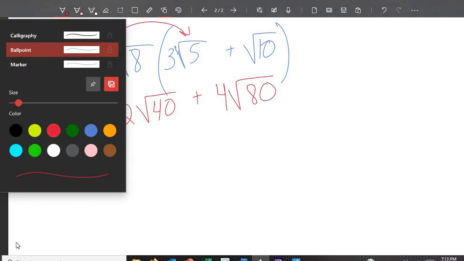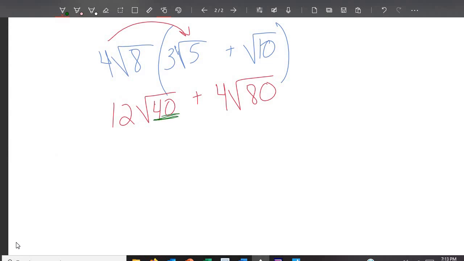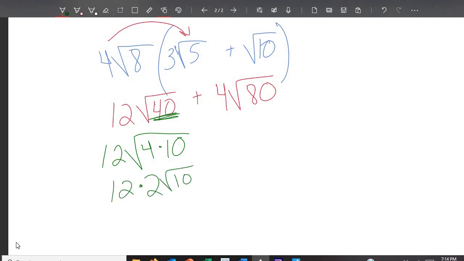Now, we've got to try to simplify what's underneath. Remember, I can write 40 as 4 times 10. Take the square root of the 4, which is 2. Then we multiply the 2 and the 2 and the 12, and we get 24 square root of 10. Now, I've got to see if I can simplify 80.